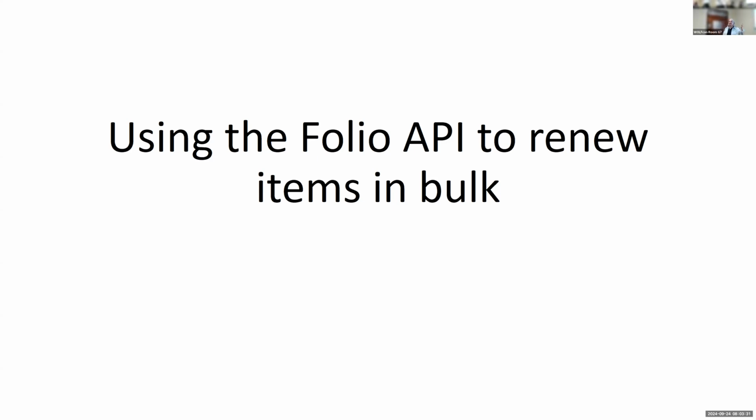I'm going to talk about what U Chicago has done in order to use the Folio users API. And it's actually, I should say, not entirely a users specifically API. It's actually a circulation API to renew items for users in bulk.